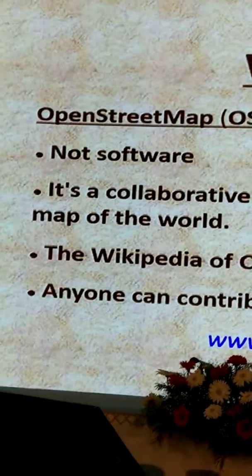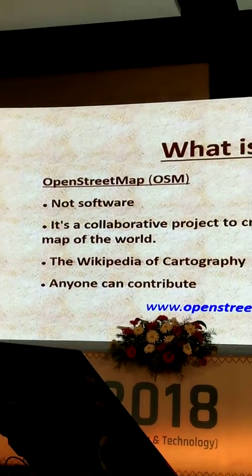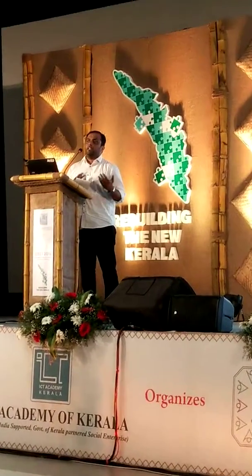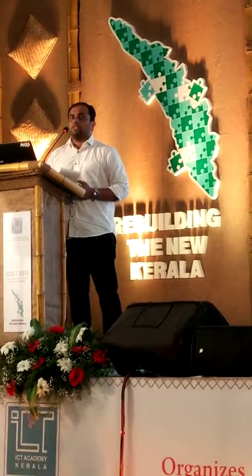So OpenStreetMap is not a software, it is like a map made by people like you and me. Everybody edits, just like Wikipedia, so you can contribute to the map. Usually only the big corporations or the government can create a map, because it is too vast an area. If you want to map the entire Kerala, only the government or big organizations like Google or Bing can do it.